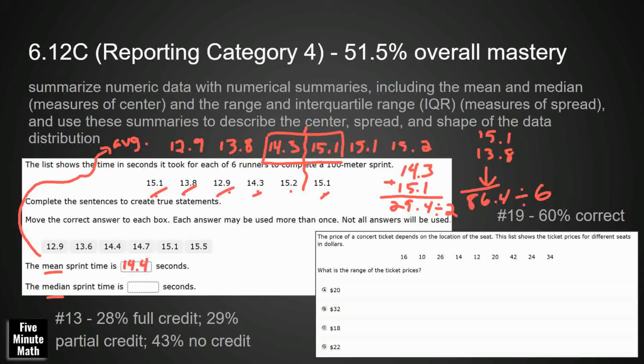Or you can say 14.3 and 15.1 are 0.8 away. So what's half of 0.8 is going to be 0.4. You can find the distance between those two and then cut it in half. So that's going to be 14.7. So you can either divide 29.4 by 2, or you can just take the distance between those two, cut it in half, and then add it to the smaller number. So 14.7. So their mean and median are going to be very close. Every once in a while they'll be identical.